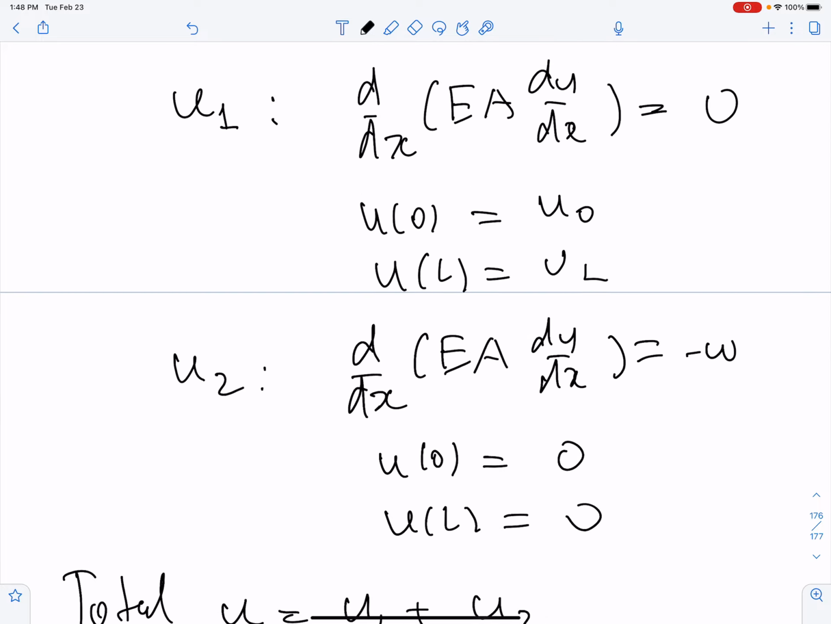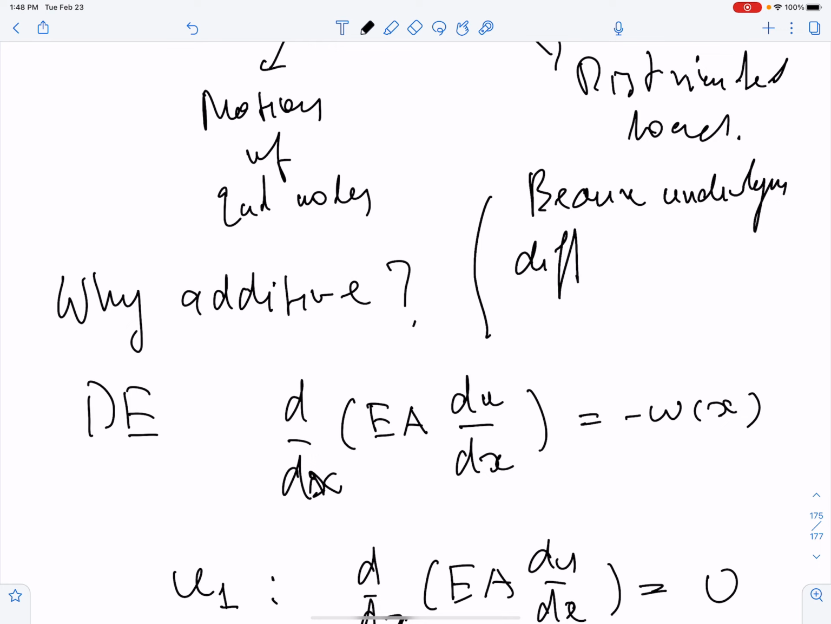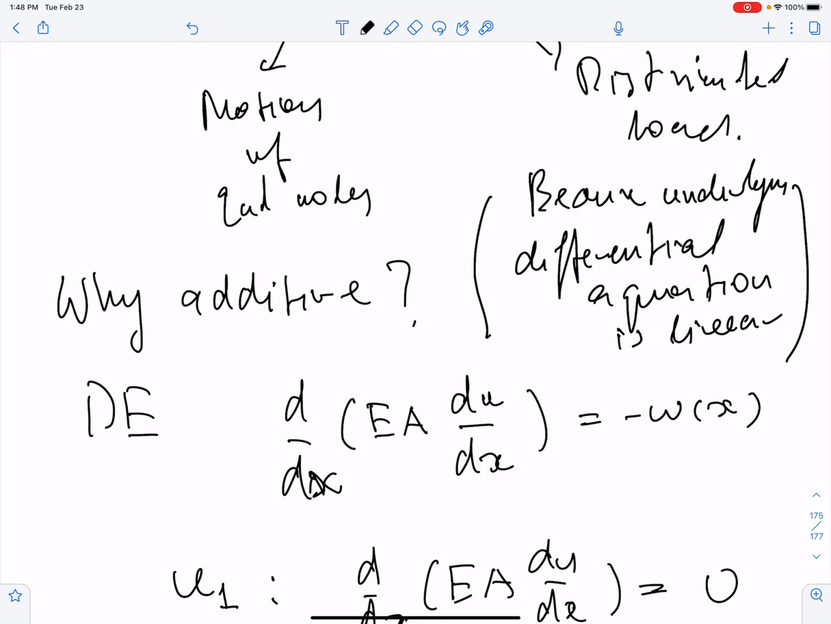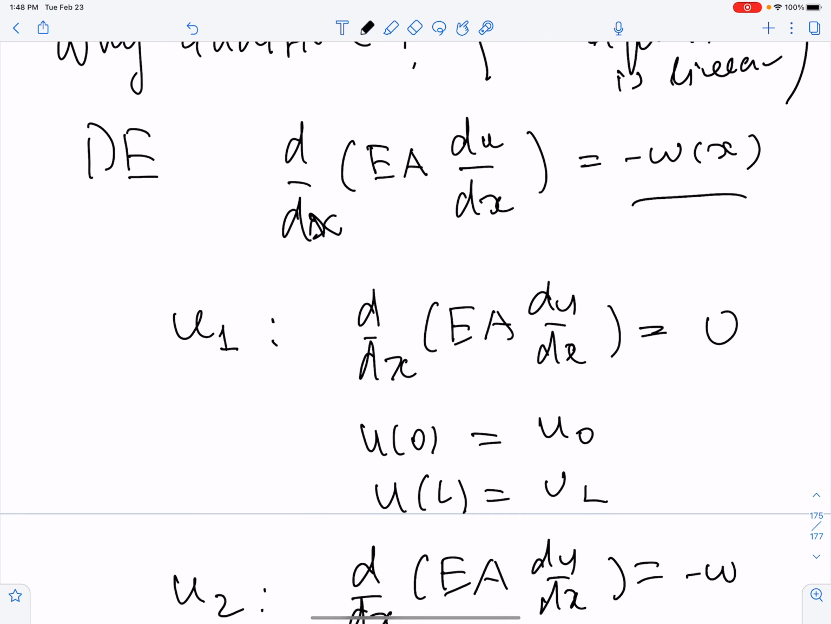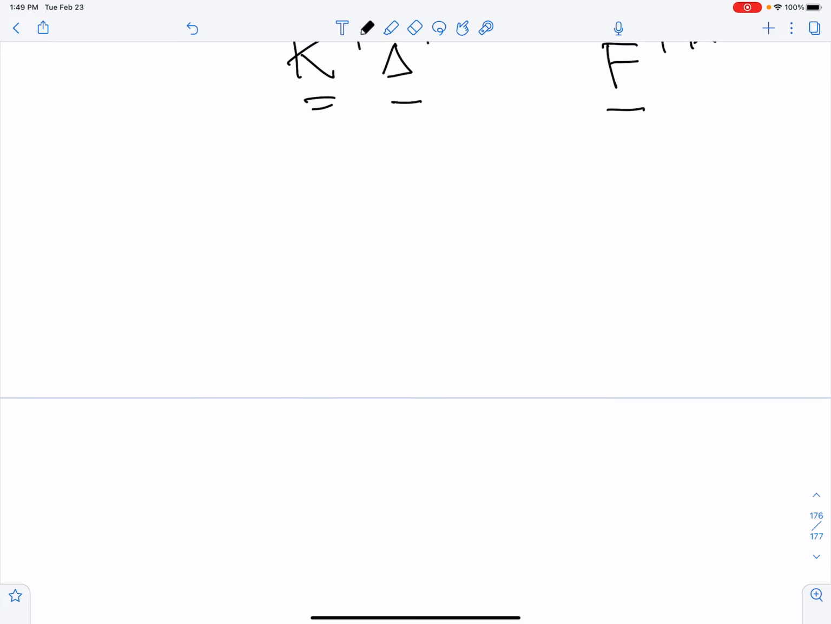So to answer the question why additive, it is because the underlying differential equation is linear, okay? And thus is subject to what's called a superposition principle. So if u1 satisfies and u2 satisfies, then the sum of the two satisfies the equation too. Of course, you have to carefully sort out the loading and the boundary conditions. Okay. All right.